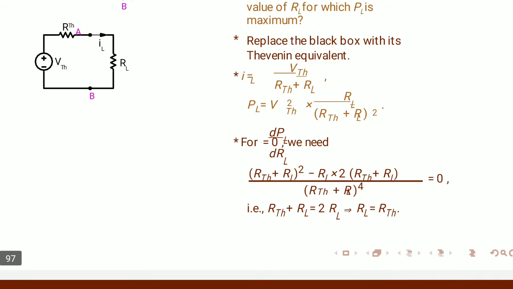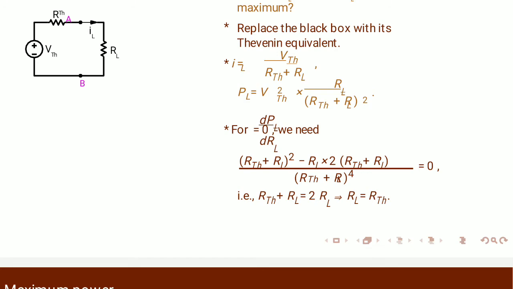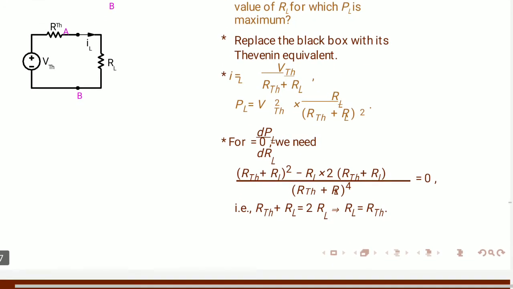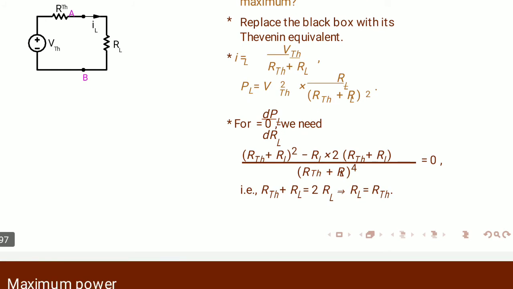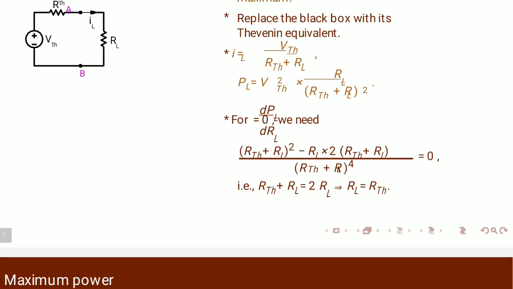By differentiating this load power, we get RTH plus RL whole square minus RL into 2 RTH plus RL, divided by RTH plus RL to the power of 4, equal to 0. That is nothing but RTH plus RL equal to 2RL. Here RL is equal to RTH. Finally, what we get here is RL is equal to RTH.